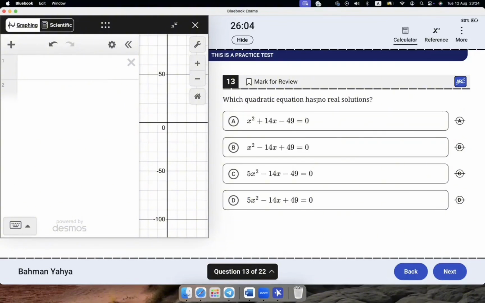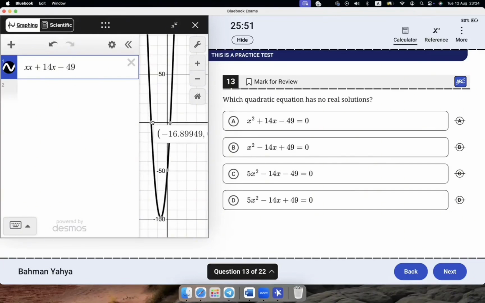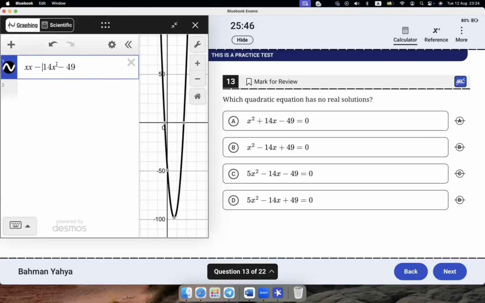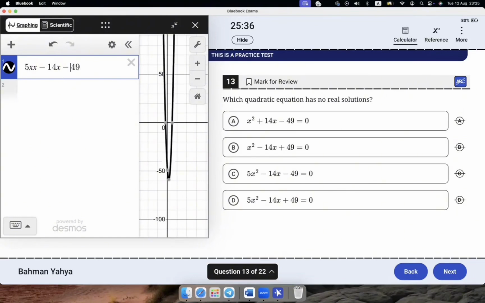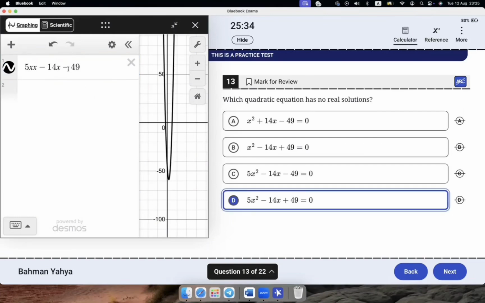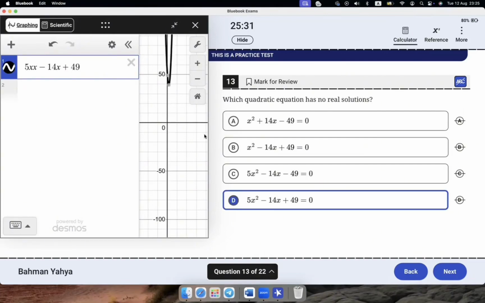Okay, almost halfway. The quadratic equation has no real solution. What you can do is type them into the decimals to see in what case they have no solution. If you don't want to write x squared, just write x times x. For the first one, we have a solution. For the second one, it's -14 and +49. Solution is the x-intercept. We still have a solution. And the third one, C, is 5x squared minus 14x minus 49. Still we have a solution, so it means the answer is D. When you add plus 49, you see there is no x-intercept, so there is no solution.